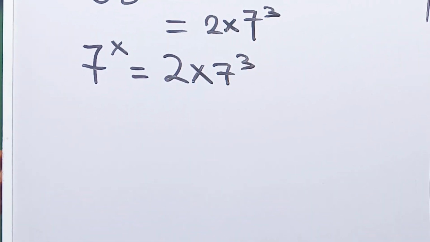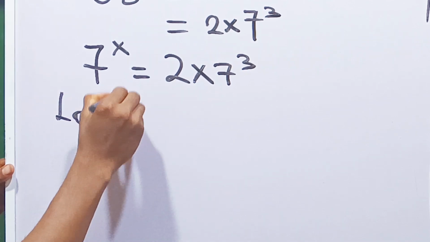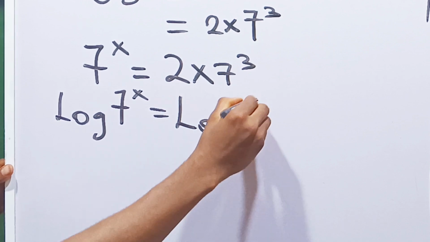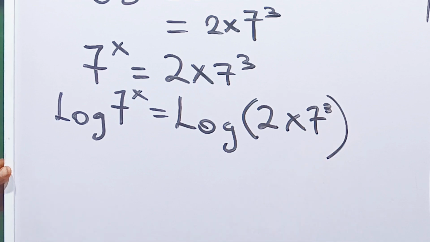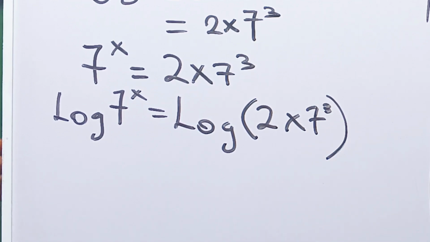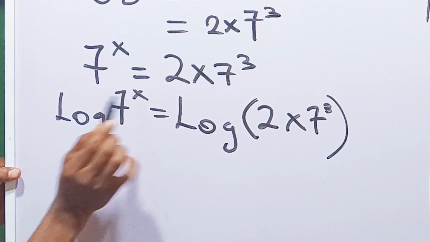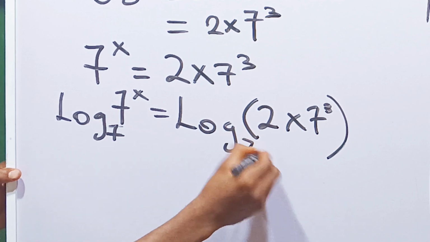From this, as you can see, let's take the logarithm of both sides. So we have the logarithm of 7 to the power of x equal to the logarithm of 2 multiplied by 7 cubed. Now from here, let's take the logarithm not in base 10, but in the base of the number carrying x. The number carrying x is 7, so we'll take the logarithm in base 7 of both sides instead.